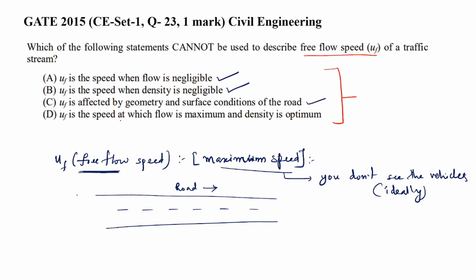Coming to UF is the speed at which flow is maximum. Wrong, flow is negligible, as we just studied. Density is optimum. Density is also not optimum; it tends to 0. So the option which cannot be used to describe free flow speed is option D. Thank you.